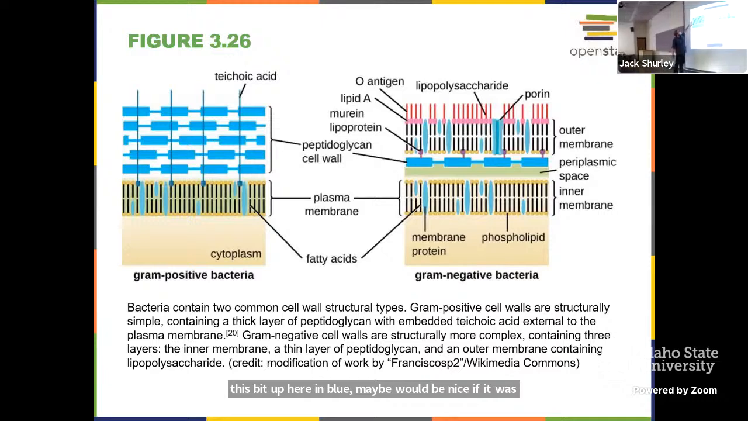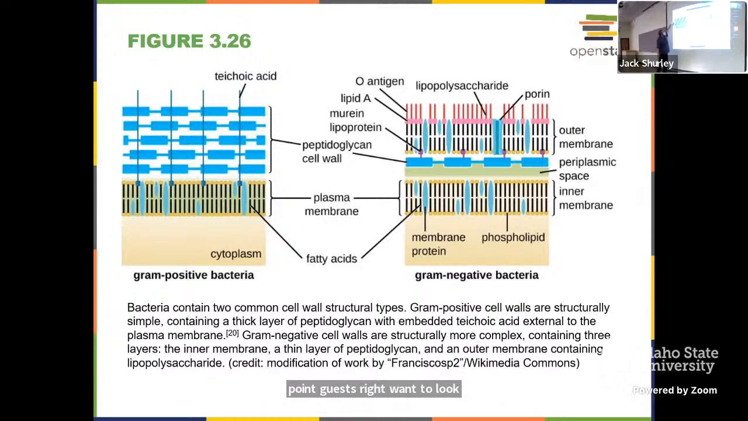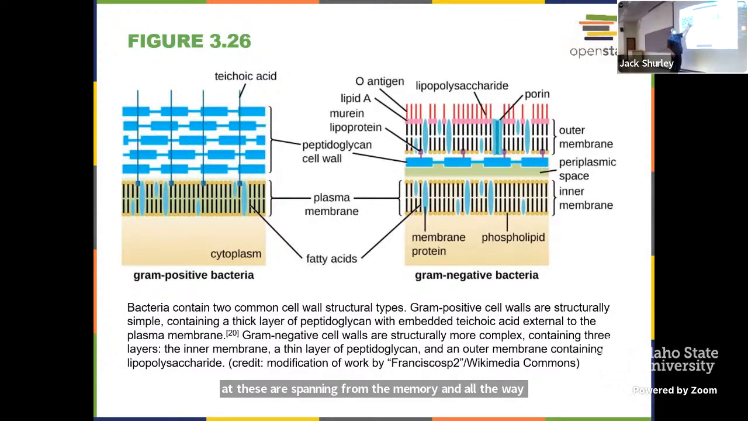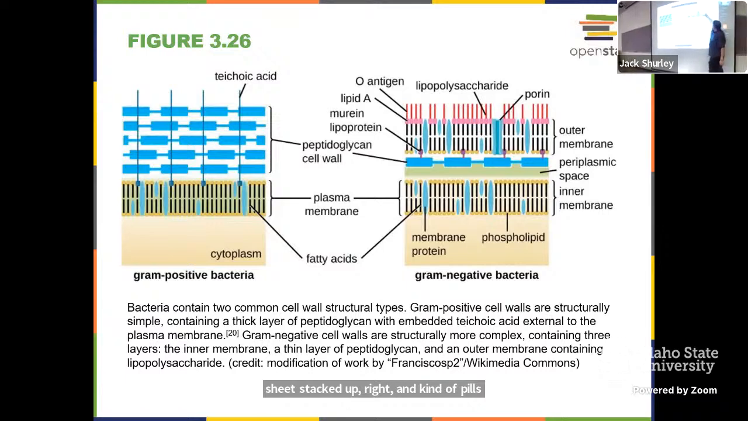This bit up here in blue, maybe would be nice if it was purple because purple is gram positive. This stuff, the teichoic acid, or no, the peptidoglycan, sorry, teichoic acid is right what I'm looking at. These are spanning from the membrane all the way through, kind of tethering and anchoring it in place. And then the peptidoglycan were those stacks that I showed you just a second ago. But here, sheet on top of sheet, stacked up, all right? And kind of held or tethered in place with teichoic acid. With the negatives, it's only a single layer, all right, of that peptidoglycan.